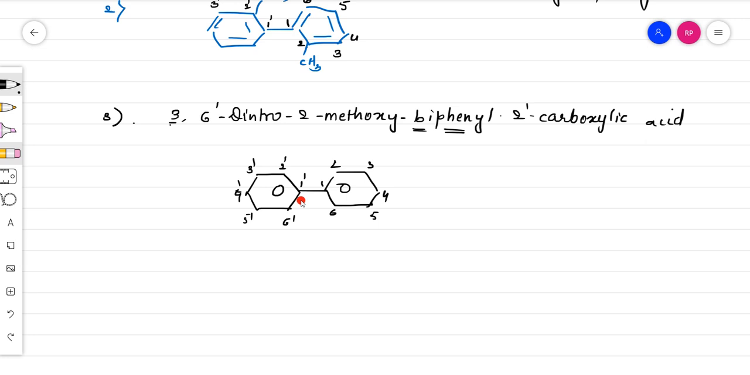Now start writing. 3, what is there? NO2. 6 dash, where is 6 dash? NO2. 2 methoxy, where is this 2 over here? Methoxy means OCH3, ether group. 2 dash carboxylic acid, this is 2 dash, no? So this is 2 dash carboxylic acid. Very simple.